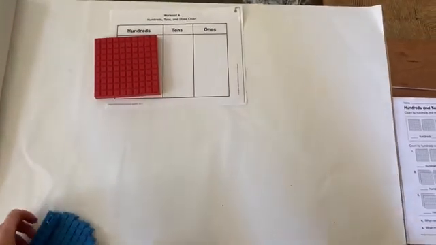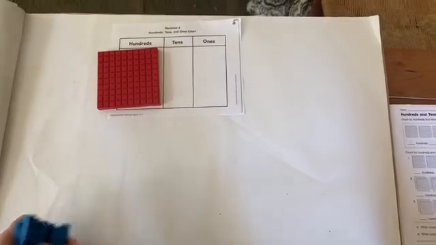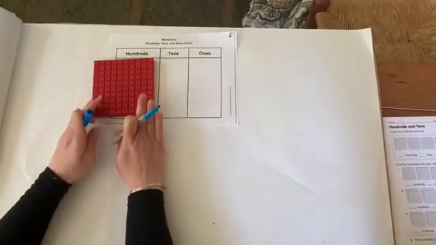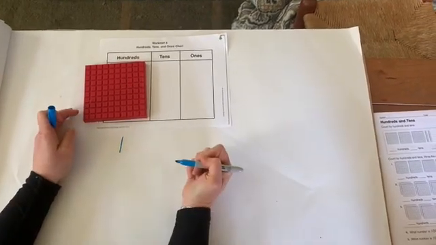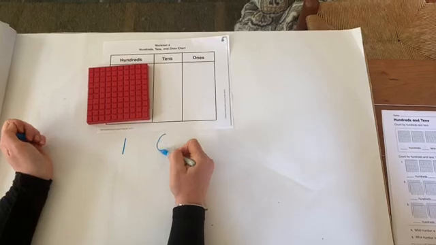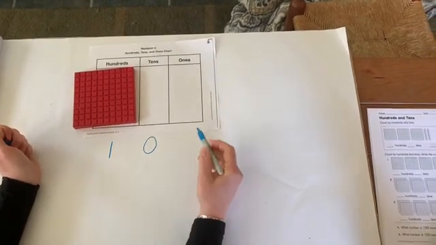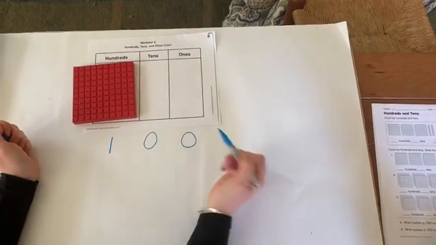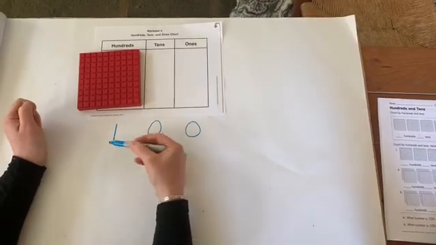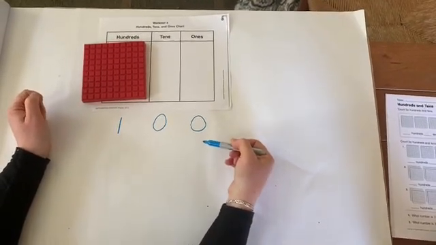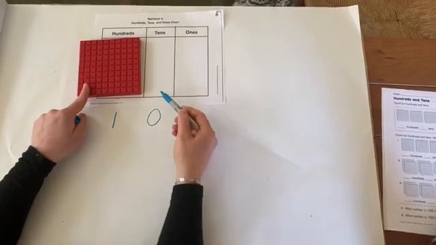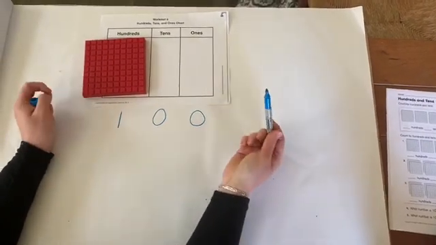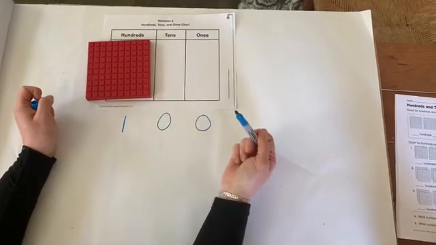Now, how would we represent that number? Let me get my pen. We have 1 block in the hundreds section. We have 0 blocks in the tens and 0 blocks in the ones. This is how we would represent the number 100. 1 block in the hundreds, 0 in the tens, 0 in the ones. These are our place values.